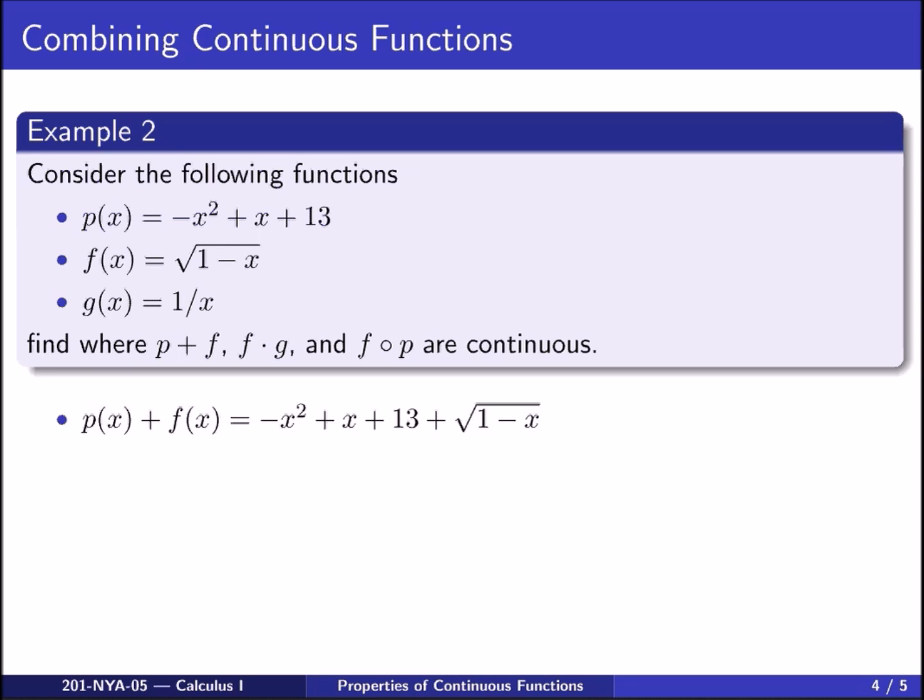Now the square root restricts the values of x that we can use here. We are only allowed to put values that will make 1 minus x positive because of the square root. So the domain is the same as the domain of f, which is all values going from minus infinity to 1 included. And this is where also the function is continuous.